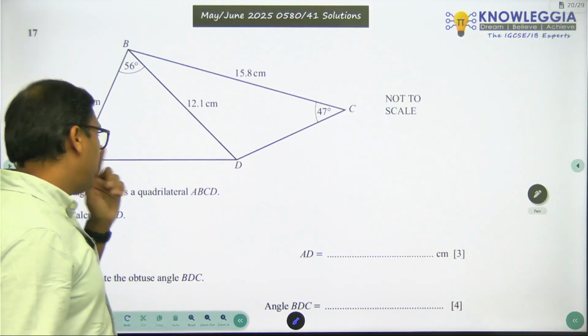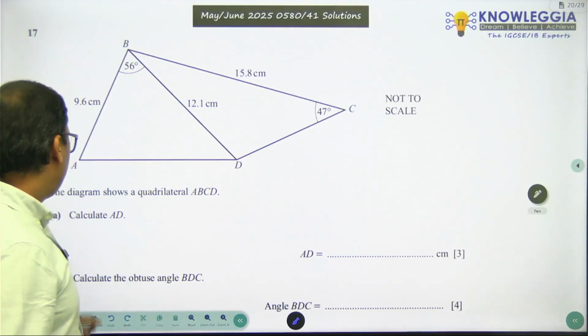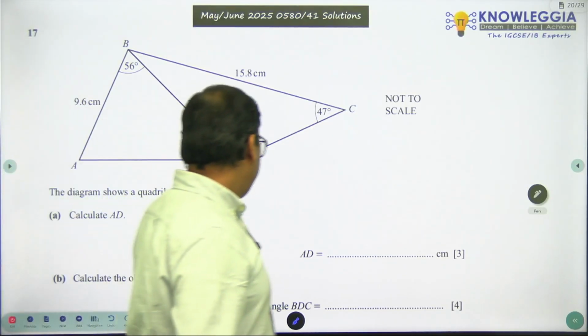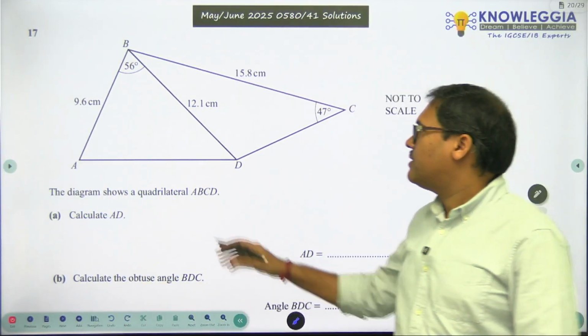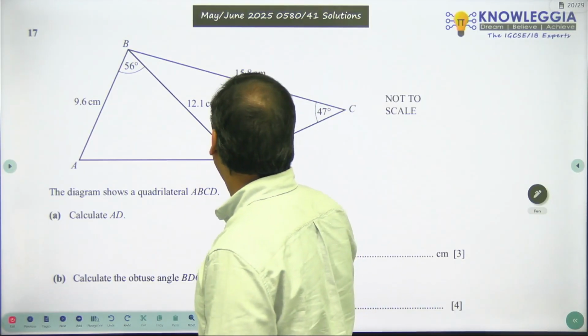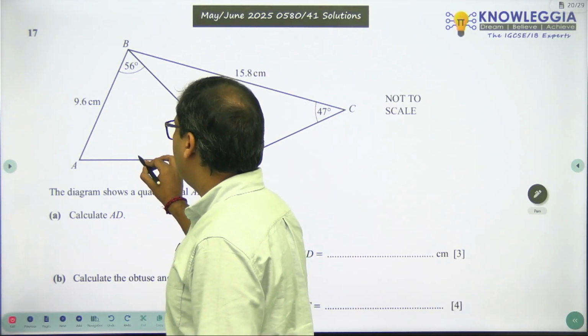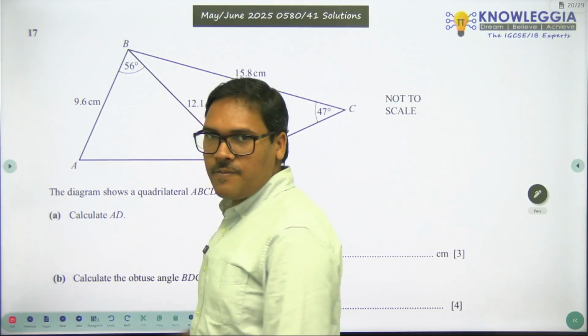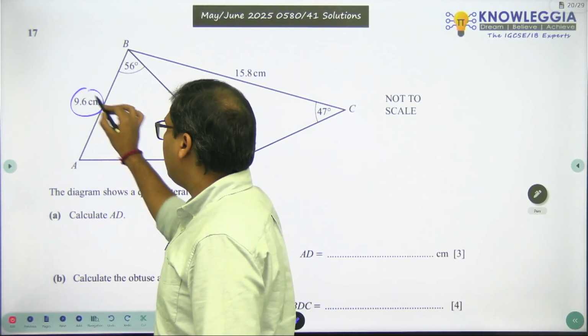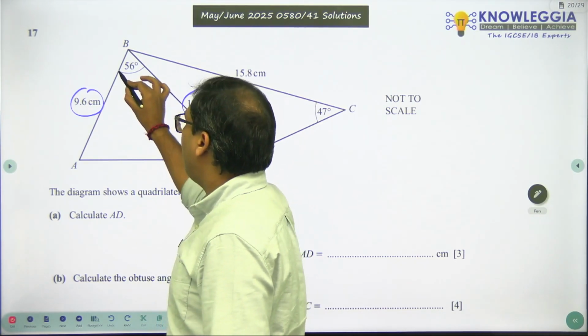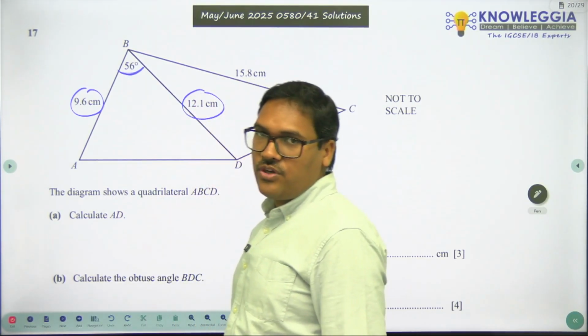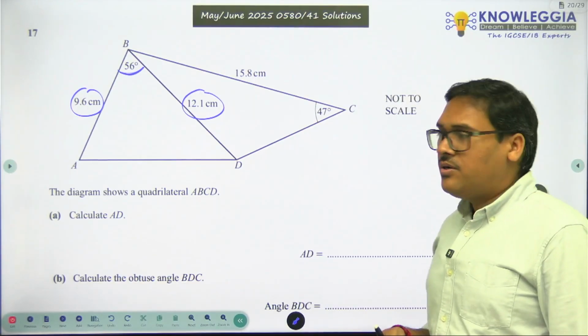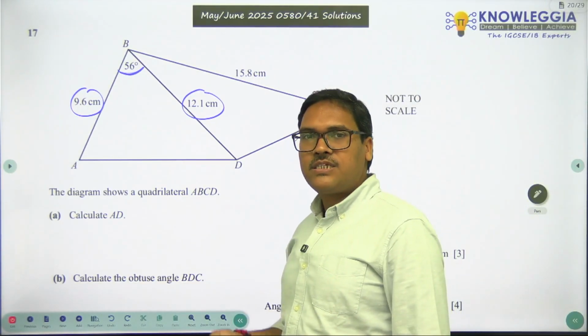Now the next question, the geometry, the trigonometry. The diagram shows a quadrilateral ABCD. You can see here, calculate AD. AD, that is this length. You have to calculate AD. So you can see here, in the triangle ABD, we know two sides, this side and this side. And we know the angle between these two sides.